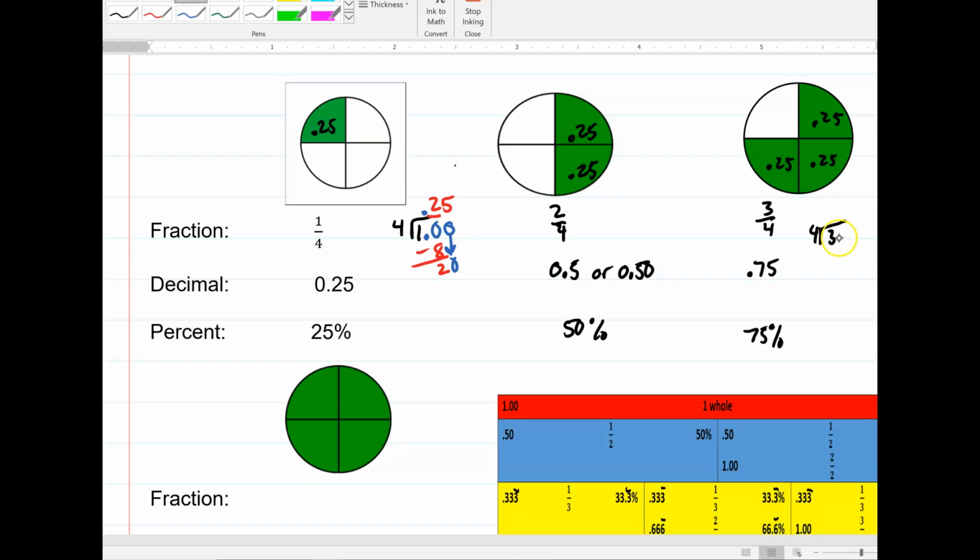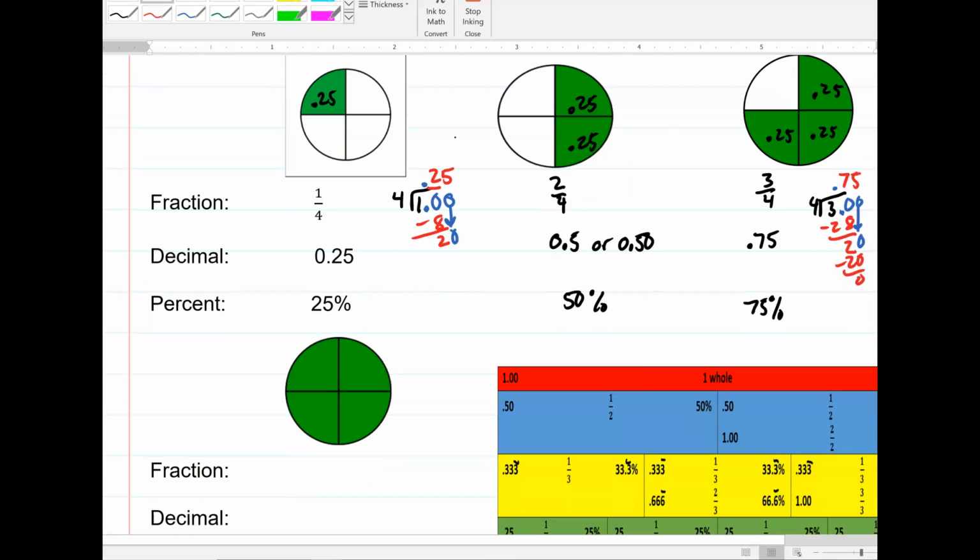Again, 4 can't go into 3. 4 can go into 30. You can go in there 7 times, which is 28. And there's 2 left over. Oh, I got to drop down another 0. And 4 can go into 20 5 times, which is how I get 0.75. Okay, so I can prove these things mathematically, but it's a lot easier if we just memorize them, right?